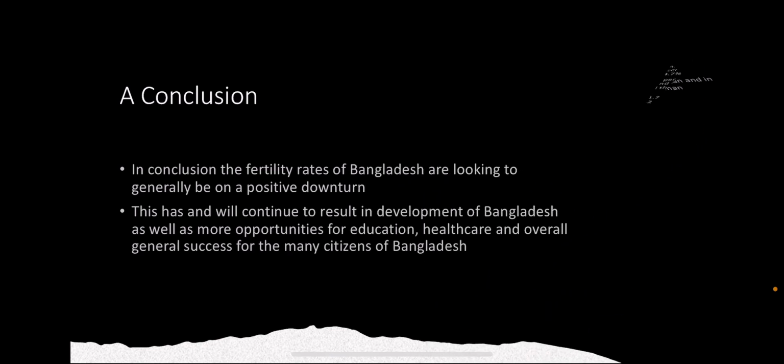Kemp. So in conclusion, the fertility rates of Bangladesh are looking to generally be on a positive downturn. This has and will continue to result in development of Bangladesh, as well as more opportunities for education, healthcare, and overall general success for the many citizens of Bangladesh.